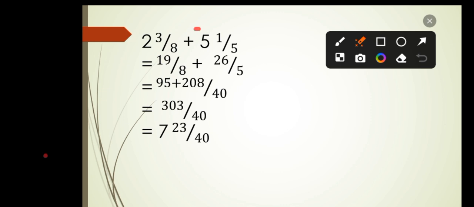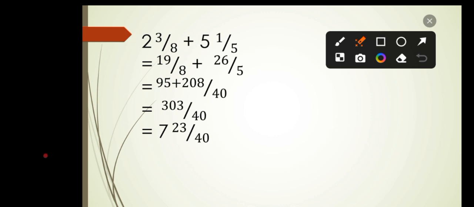Let's come to this mixed fraction now. I want to convert it. What do we do? This 5, the denominator, multiplied by this whole number 5 will give us 25. Plus this numerator 1 to give us 26 over 5. This 5 is this 5. So now that we have 19 over 8 plus 26 over 5, we have converted the mixed fractions to vulgar fractions.